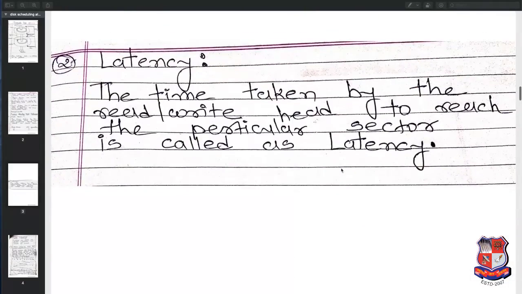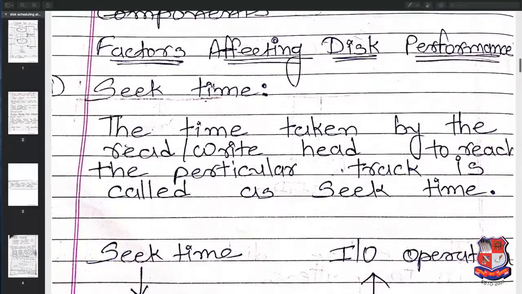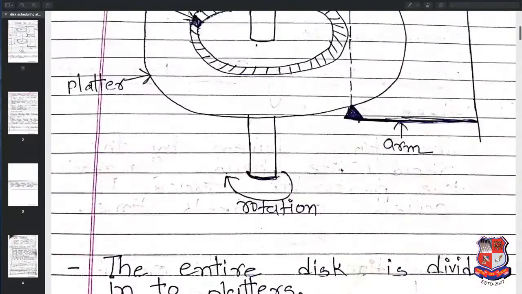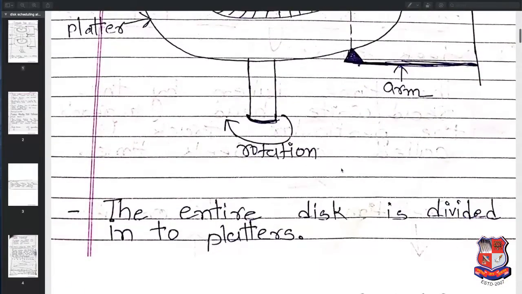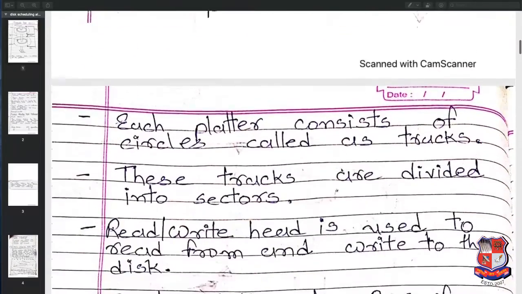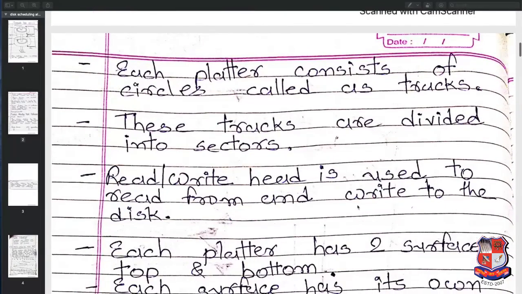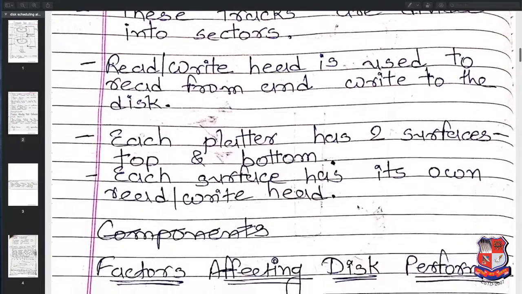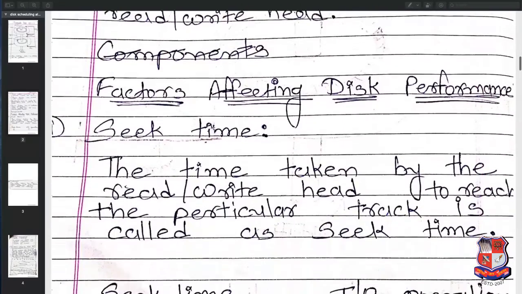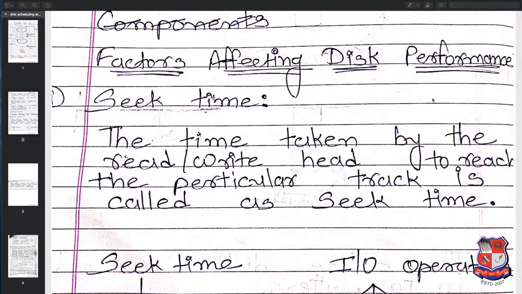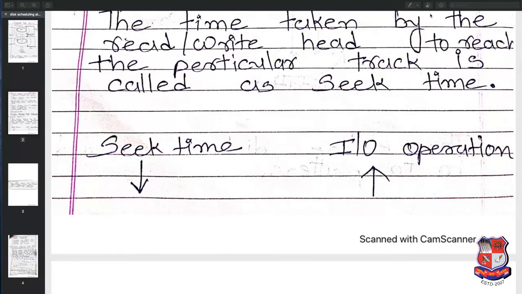So this is the basic architecture of the magnetic disk, and I have already taught which factors affect the disk performance. My next concept is the disk scheduling algorithm. I will also explain the different disk scheduling algorithms further.